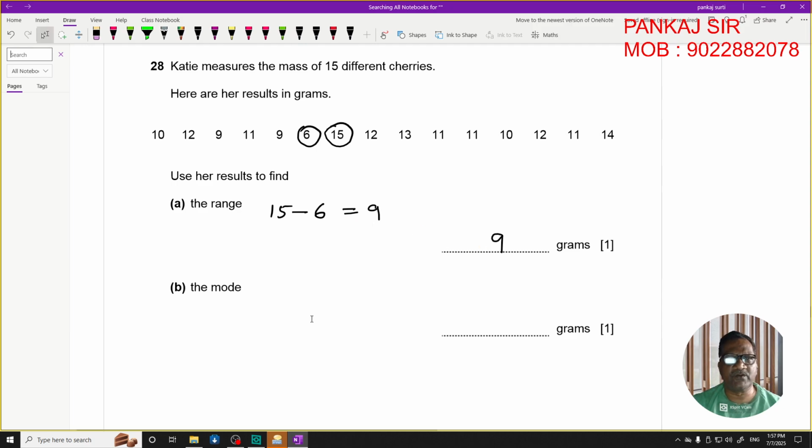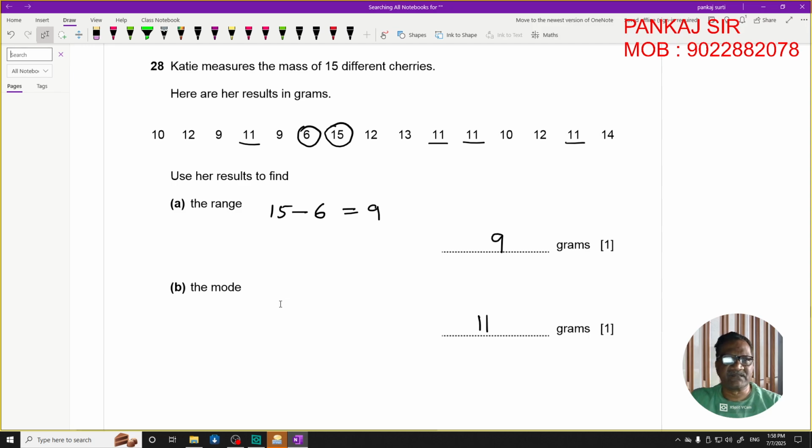Now mode is that observation which is repeated the maximum number of times. So here I can see this 11 is repeated 1, 2, 3 and 4 times. Okay, no other observation is repeated more than 4 times. So 11 is the mode of this particular observation. See, you have to write the observation. You don't write 4 as the mode. That observation which is repeated 4 times you have to write. So 11 is the observation which is repeated 4 times.